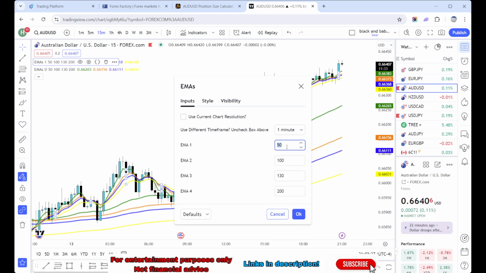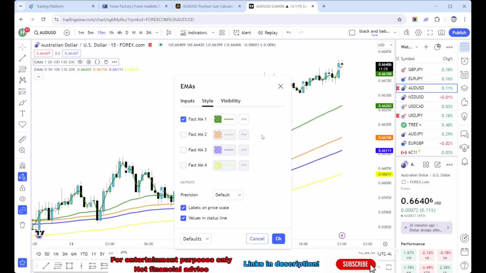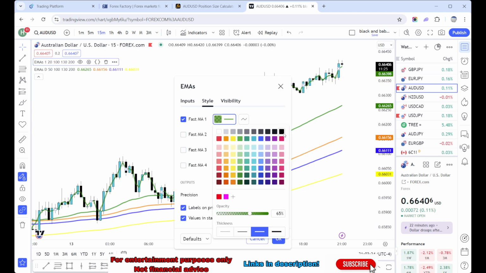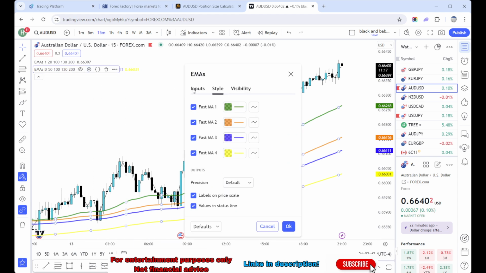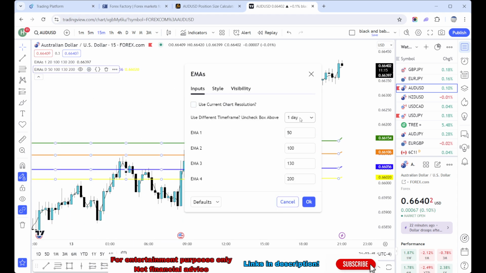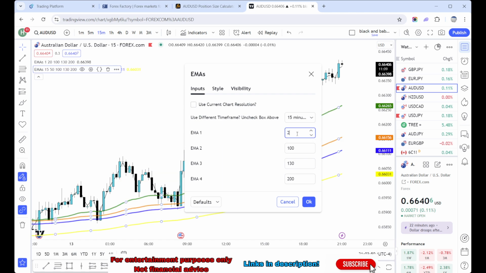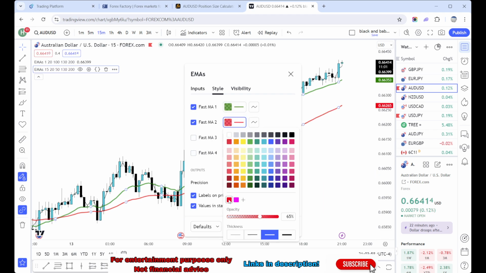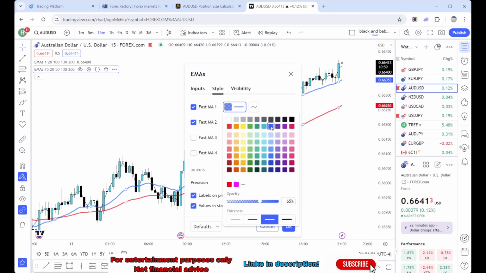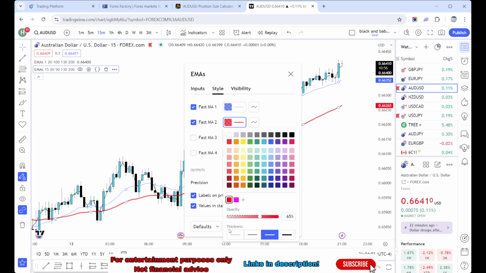Once you set it to 1 minute, change EMA1 to 20. Leave the rest alone, they don't matter. Unclick them all, that's why they don't matter. And then you can change the color to anything you want. I'm just going to put it black. You can change the thickness to anything you want. I'm going to make it real thin, okay? For the second one, go to inputs, make sure that's off as well. Change it from 1 day to 15 minutes. Change the first one to 20, the second one to 50. The other two don't matter, we're going to turn them off anyway. I'm going to change my 50 to red, and my 20 to blue, okay?